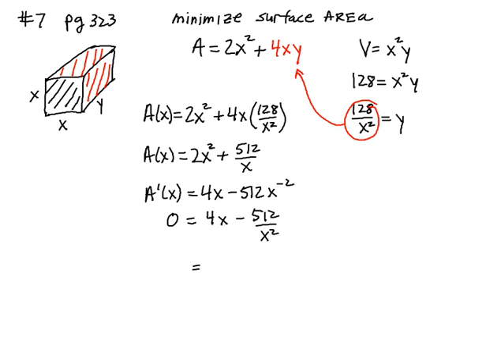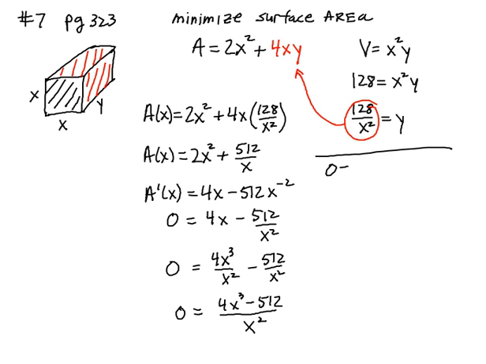And in this situation, it's a good idea just to bring all the terms together on the right side as one fraction. So I'm going to have to multiply the 4x by x squared over x squared, which would give me 4x cubed over x squared. And then combining the two terms, 4x cubed minus 512 over x squared. So that would be 0 if the numerator, the 4x cubed minus 512, is 0. And solving for x, add 512 to both sides, divide by 4, and x is the cube root of 128.